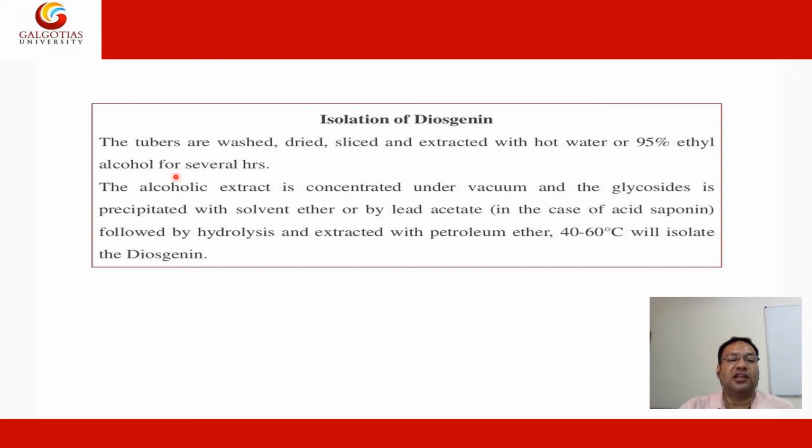Isolation of diosgenin: the tubers are washed first, then dried, sliced and extracted with hot water or 95% ethyl alcohol for several hours. The alcoholic extract is concentrated under vacuum and the glycoside is precipitated with a solvent, ether, or by lead acetate in the case of acid saponin, followed by hydrolysis and extraction with petroleum ether 40 to 60 degrees Celsius to isolate the diosgenin. So diosgenin is the main active constituent of Dioscorea.